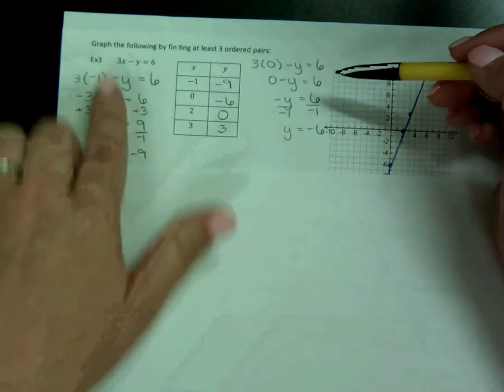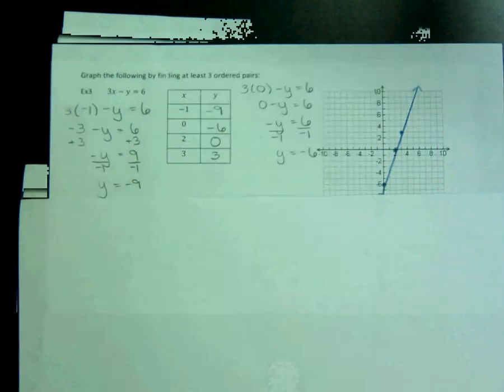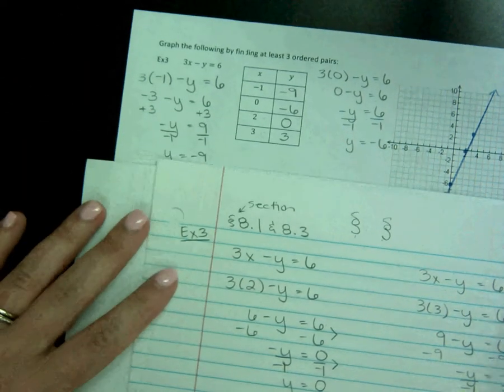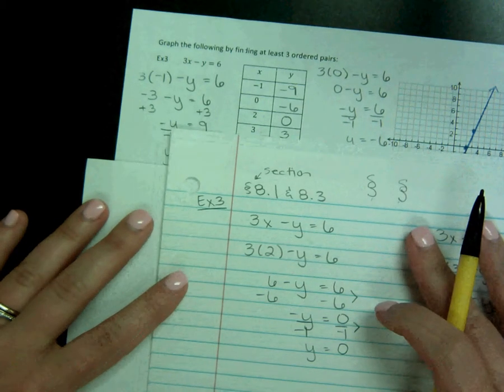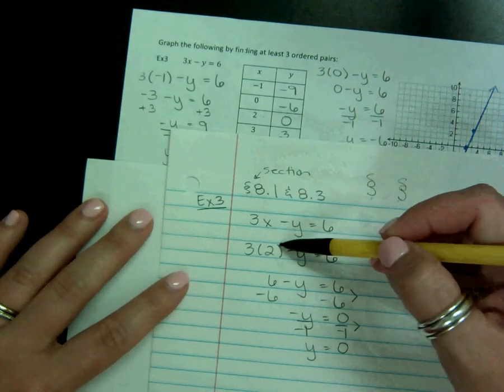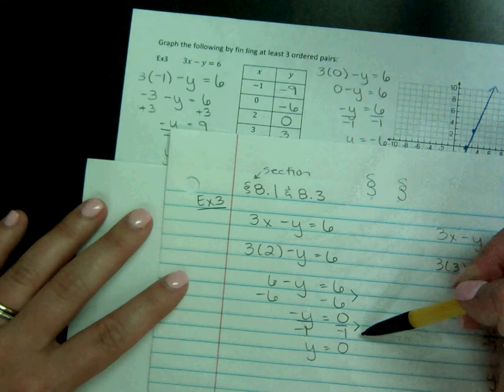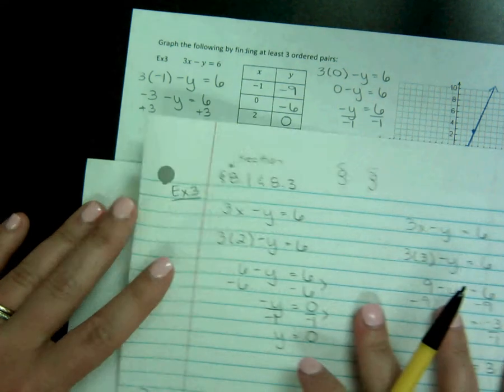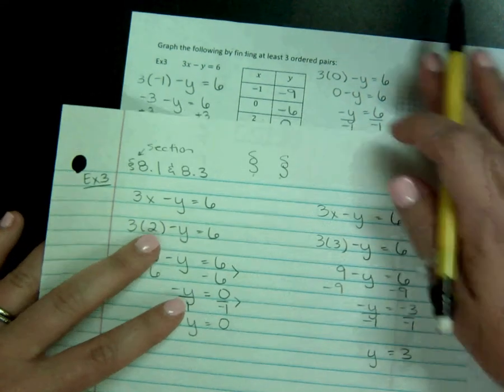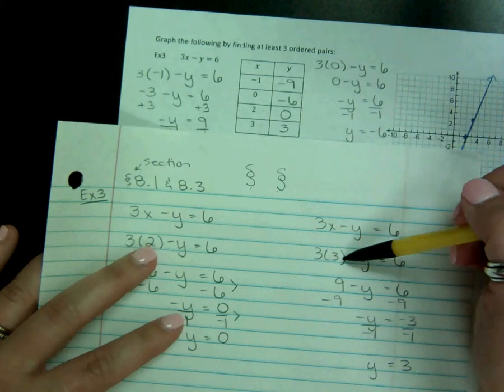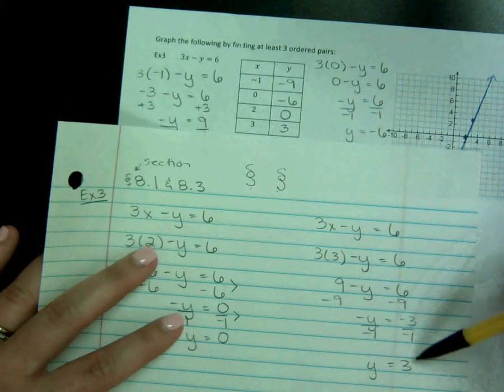I was out of room here, so you can always have an extra sheet of paper. I'm not sure where to put mine. Here it is, if you need some more space. Again, I plugged in 2 for x here, worked it out and got 0 for y. And then I plugged in, what's the last one? 3. Plugged in 3 for x here, worked out the algebra and got 3 for y.